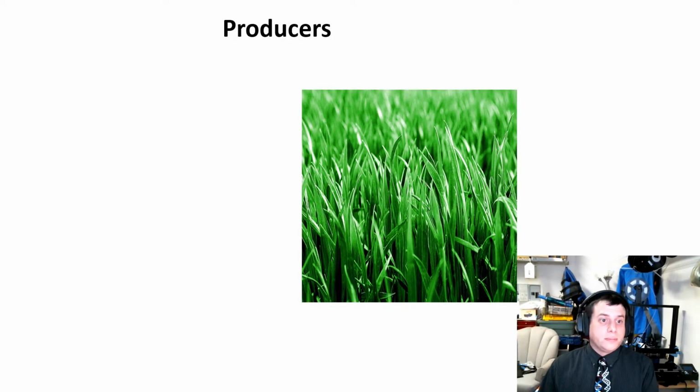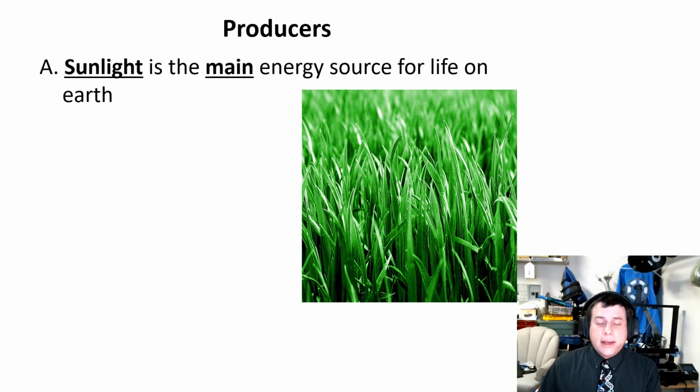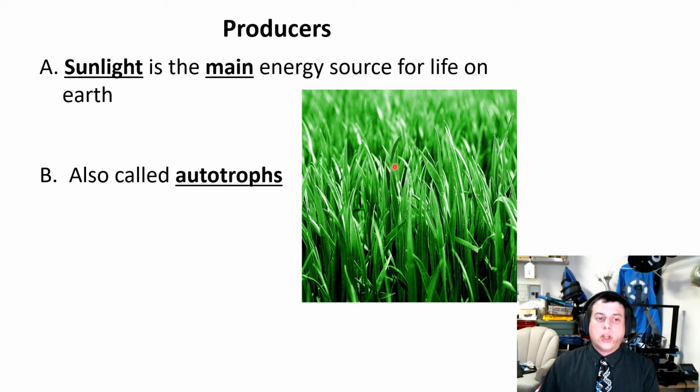All right. So some important folks that are in any living system or any ecosystem. First off, you have your producers. So sunlight is the main source of energy for life on Earth. All right, we are getting a continuous supply of sunlight on our planet, and that is being harnessed by producers and turned into food. So the producers are also called autotrophs.